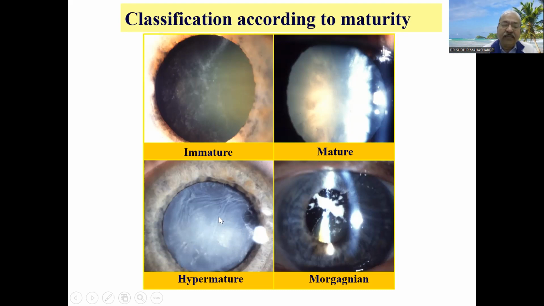Then in the hypermature cataract, sometimes the lens capsule can get calcified and may shrink also and will become very hard. So even when we go ahead with the surgical removal, the cutting of the anterior lens capsule becomes very tough in certain hypermature cataracts. And when the cortex becomes liquefied, then the nucleus will sink down, and that is the Morgagnian cataract.